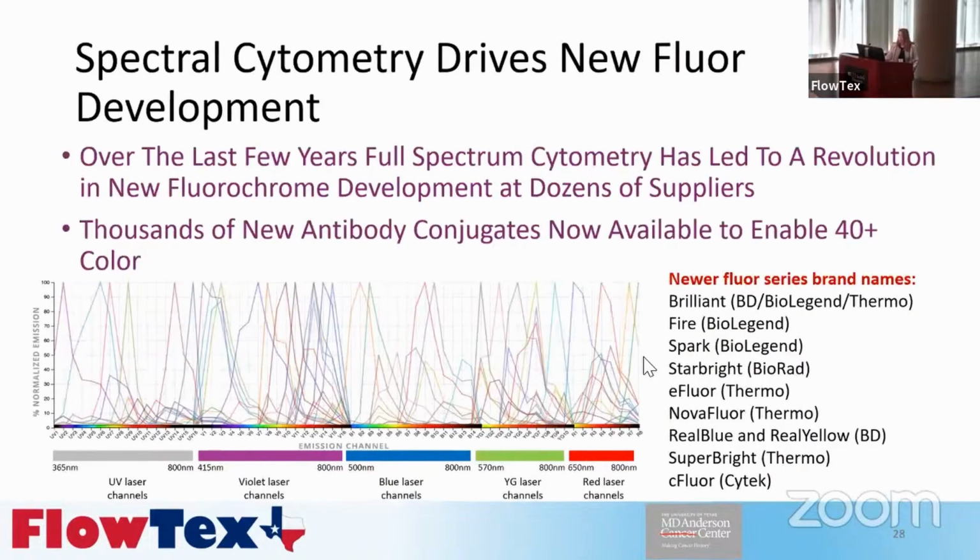Okay, so now we're moving on to a spectral flow panel. This is going to be a 30, I think it's a 33 color panel. And when you look at this, the spectrum output looks much more complex, right? So this is our different lasers here, all the way from the laser incidence to the 800 nanometer, or the end of the UV-vis spectrum, or the end of the NIR spectrum.